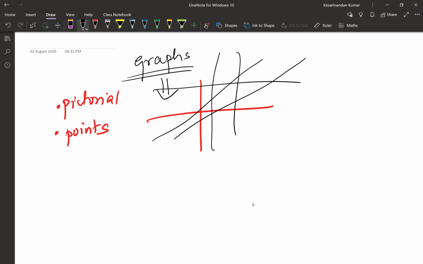Trigonometric graphs. Anybody remembers when we studied trigonometry? Sine forms, waveforms. Yes. So we had seen the graphs of sine, cos, and tan. Remember? Or it already went out of the mind.